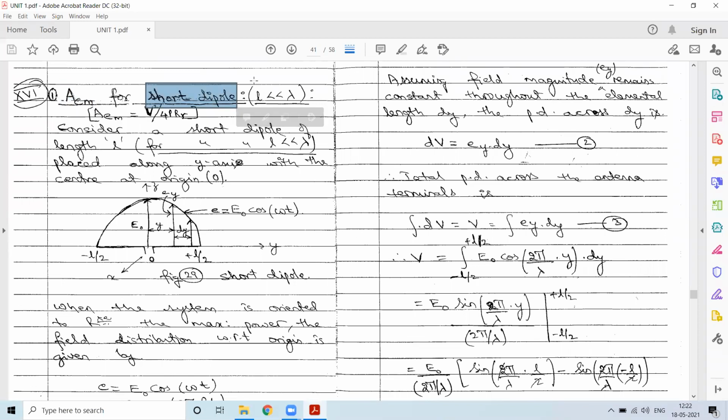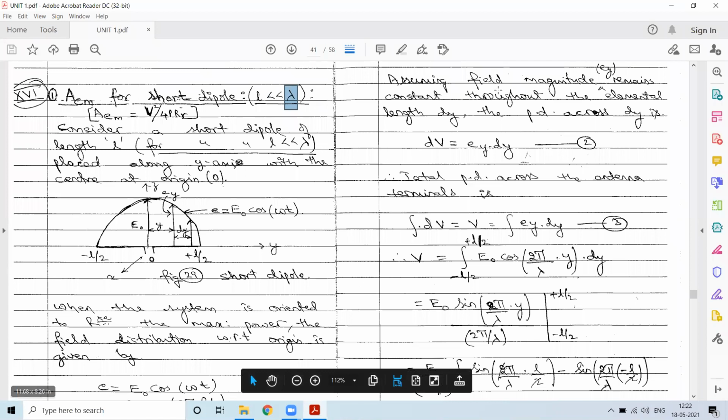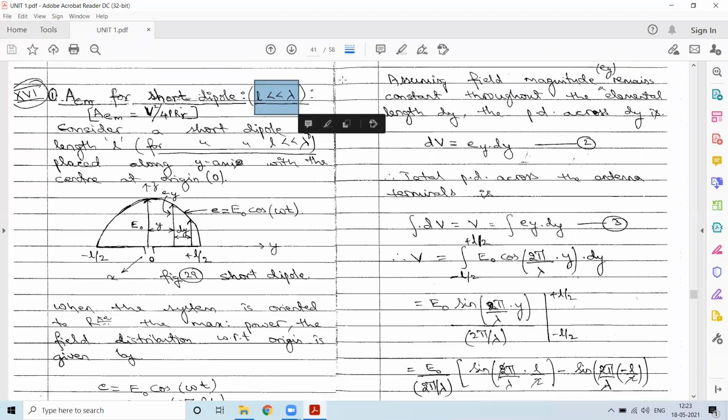And as we discussed, how do we identify a dipole to be short? If the length of the dipole under consideration is very much lesser than the operating wavelength, that is, the wavelength of whatever signal you are applying to it, if the length of the dipole is very much lesser than this lambda, then we consider it to be a short dipole. But in general, the length is lesser than or equal to 0.05 times lambda. That is what we consider as a short dipole.